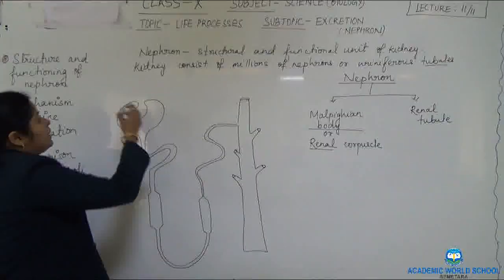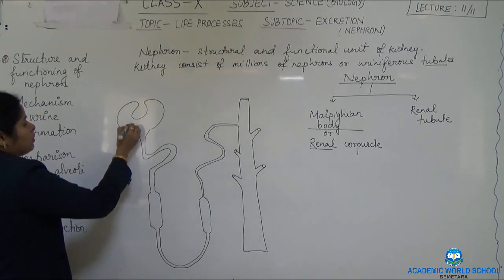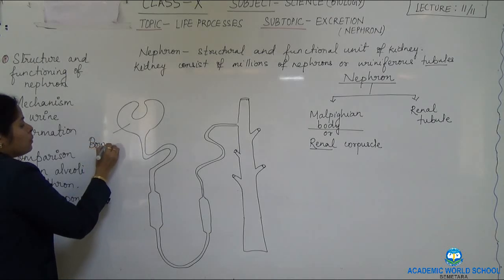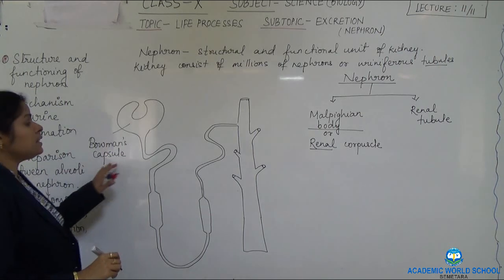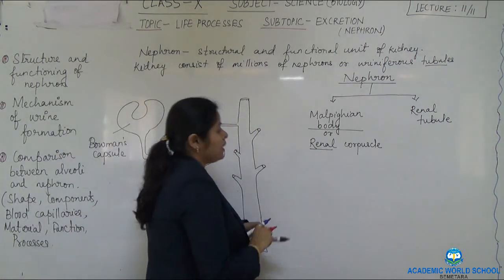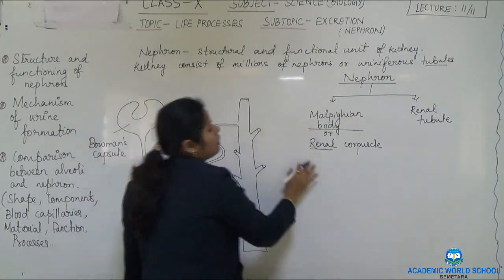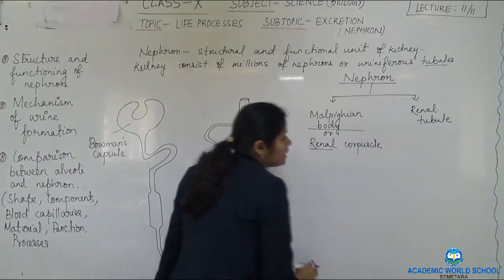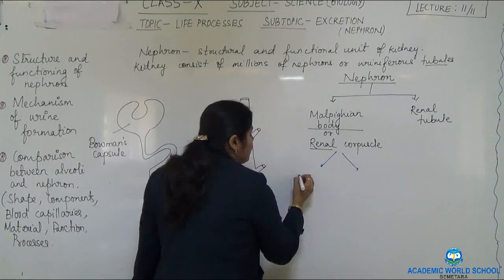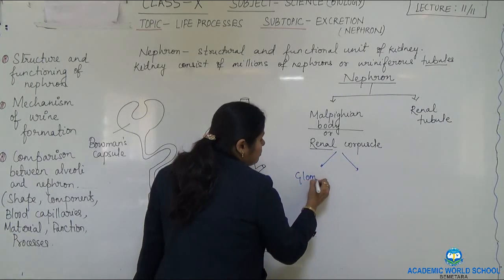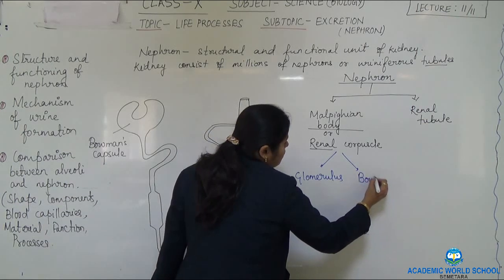Now see here, this is a cup-shaped structure. This cup-shaped structure is called Bowman's capsule. Let me label it. Right? This Bowman's capsule, this Malpighian body, which I told that nephron comprises of two parts. One is Malpighian body, that is the renal corpuscle. The second one is the renal tubule. This Malpighian body consists of two parts again. First one is glomerulus, and the second one is the Bowman's capsule.